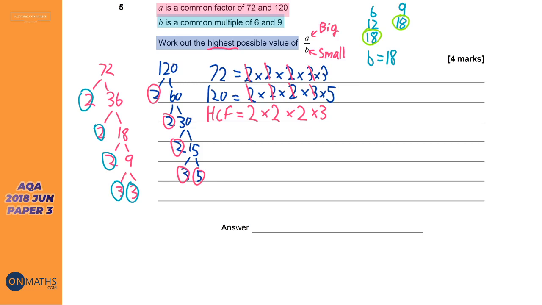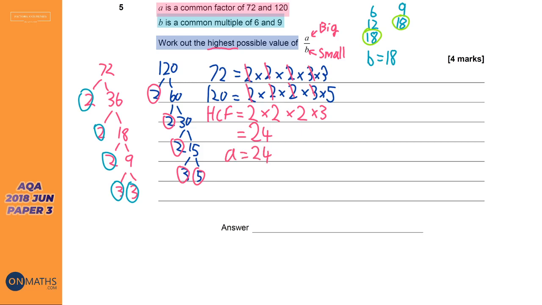Remember, for lowest common multiple, I would then multiply the 2 times 2 times 3 and then times the 3 and the 5. Okay. So when I work that out, I will get 24, hopefully, because 2 times 2 is 4, 2 times 3 is 6, so 4 times 6 is 24. So we've got A is 24.